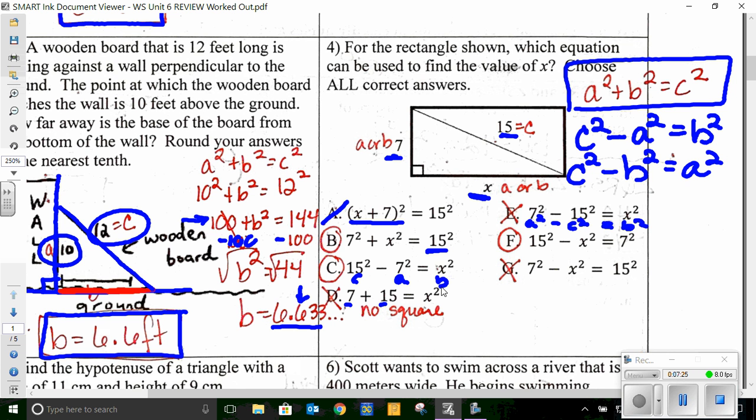F does work because you've got the 15 squared minus whatever you want to call it, a or b, is going to equal the 7. So you're minusing the x squared equals the 7 squared, and that's true. Again, on G, you can't subtract them to get the answer. If you're getting the c squared, this has to be an addition sign there, so that's wrong.